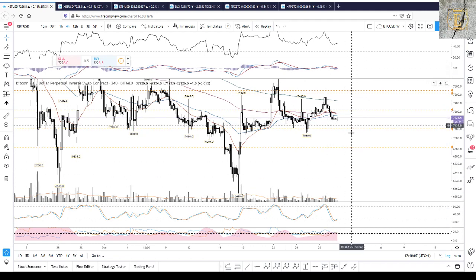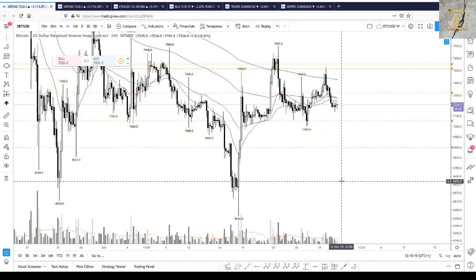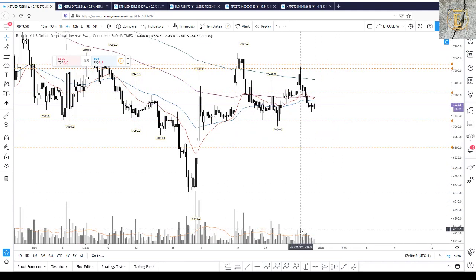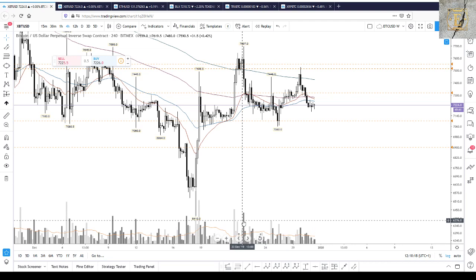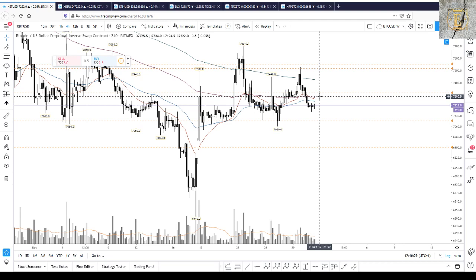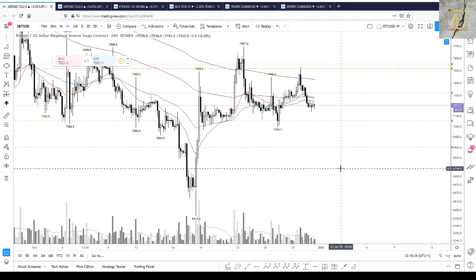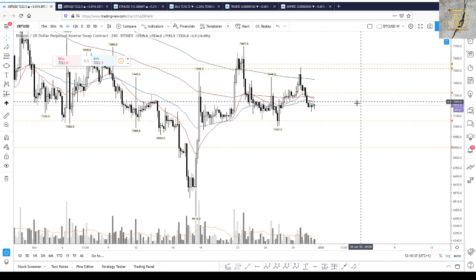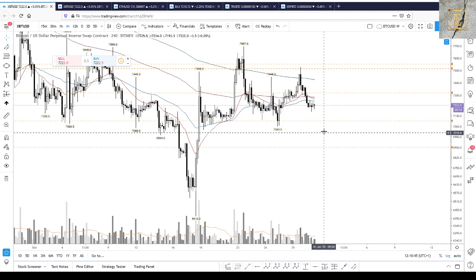Now 4 hours. Let's see. On 4 hours it's the same. We've got a big volume here, a rejection. We've got a big rejection here. We've got a big rejection here. And we are now below all the EMAs on 4 hours. So if bulls can drive the price above 7,300 in the next hours, the price is going to break the trend line, and this would be a big break, because all the bulls that were here are less probable to be here. So probably it's going to go deeper.